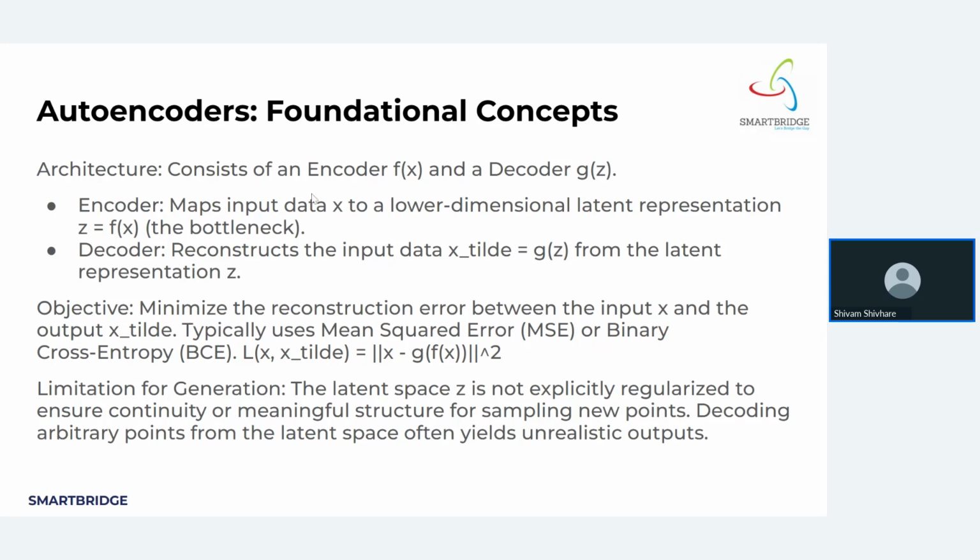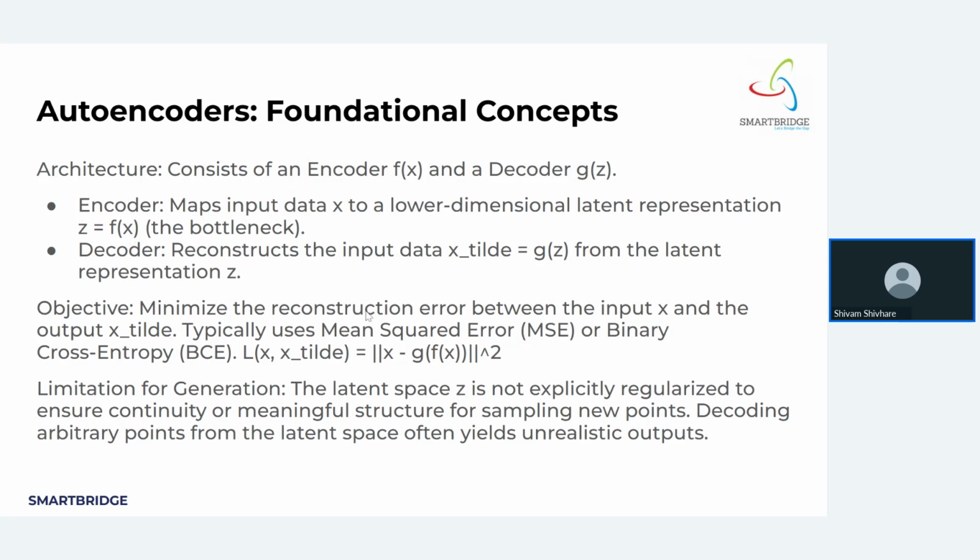The architecture consists of an encoder, f of x, and a decoder, which we call g of z. The encoder maps input data x to a lower-dimensional latent representation. Yes, that's true, because what the encoder does is convert the information into latent space. Whatever information you pass will be converted into the latent representation. The decoder reconstructs the input data as g of z from the latent representation z.